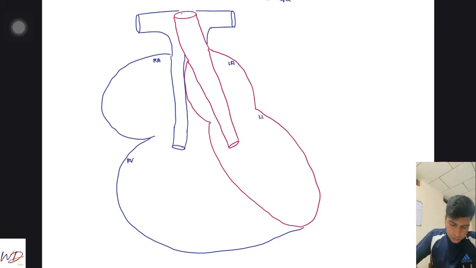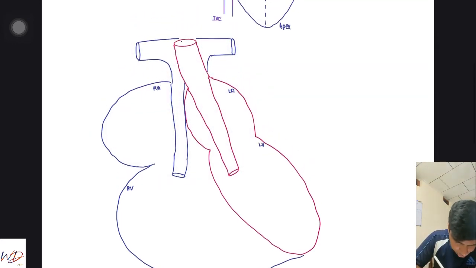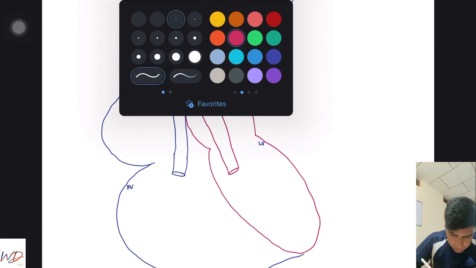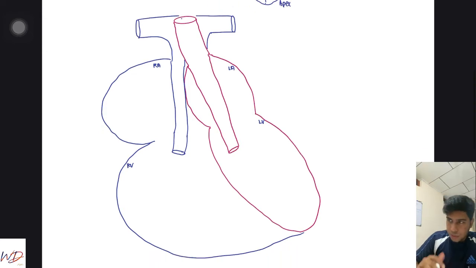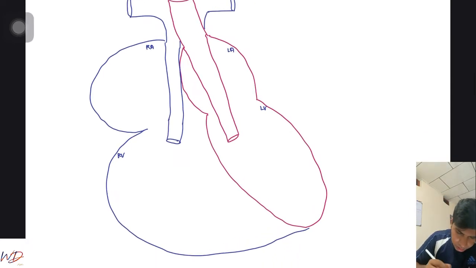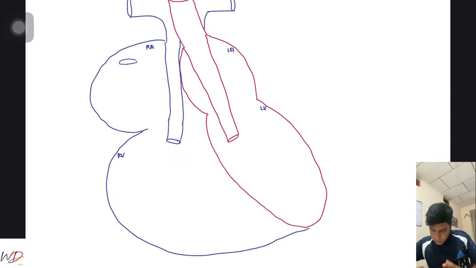Now, this is the right atrium. This is the right ventricle. This is the left atrium. This is the left ventricle. So, first of all, there are going to be the structures which enter the right atrium. These are the structures that enter into the right atrium.